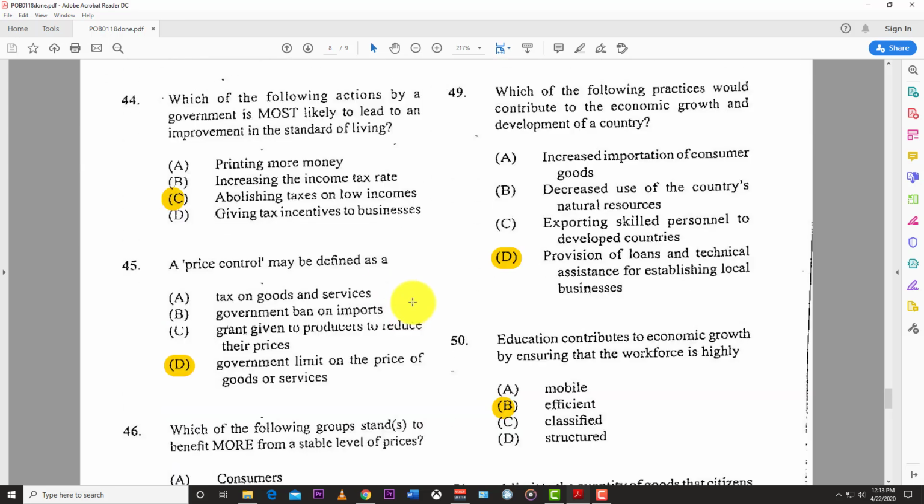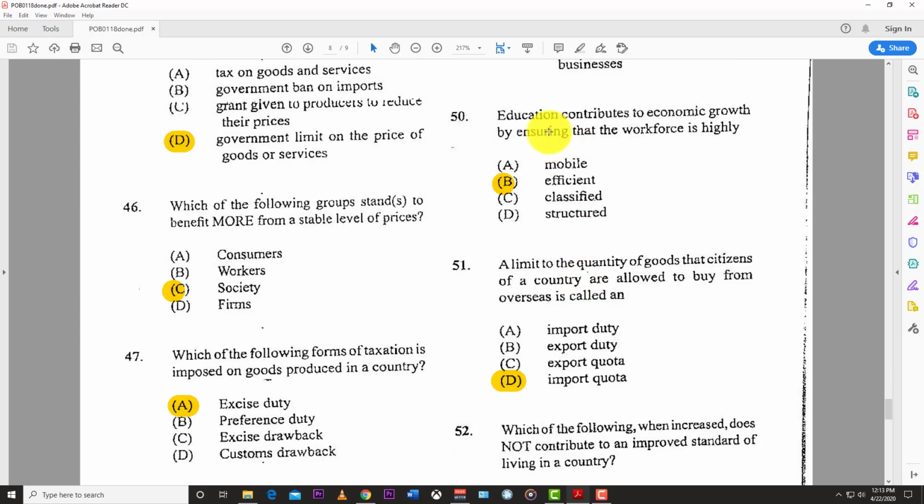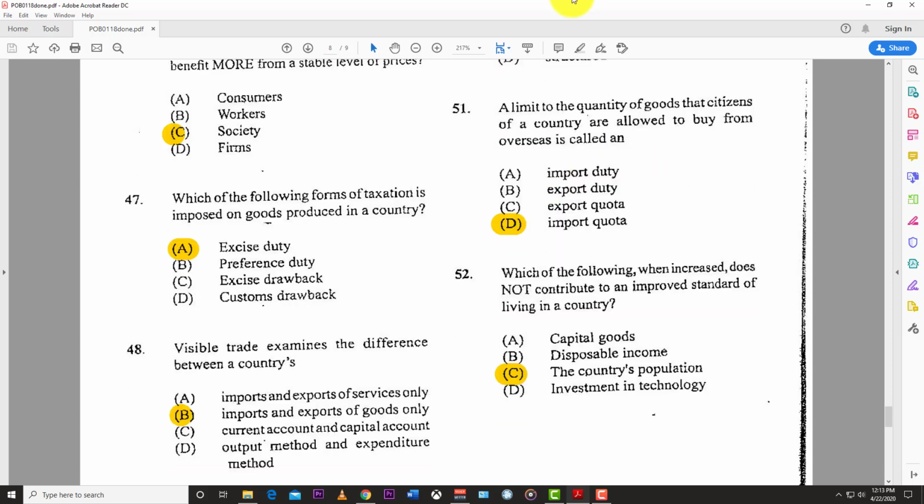49. Which of the following practices would contribute to economic growth and development of a country? And the best answer is D, provision of loans and technical assistance for establishing local businesses. It's a very common sense question. Everything else here seems negative. So of course the most positive one is D, provision of loans and technical assistance. 50. Education contributes to the economic growth by ensuring that the workforce is highly B, efficient. You want an efficient, nice workforce.